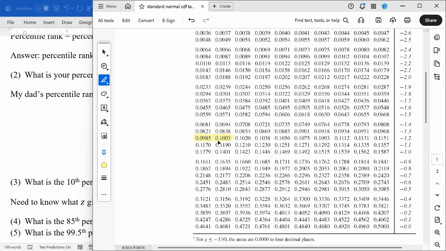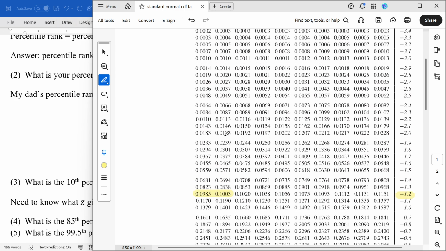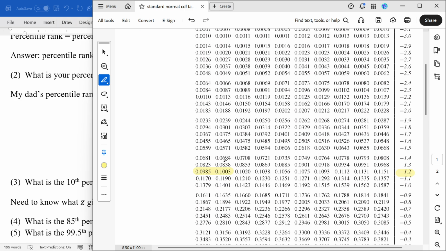10.03 here is a little bit closer than the 985 here. This is the 10,000th place at the end, so 0.0985 is 15 10,000ths away from 0.1, and 0.1003 is 3 10,000ths away from 0.1. So that one is a little bit closer, and the z-score I'm looking at for that is negative 1.28.